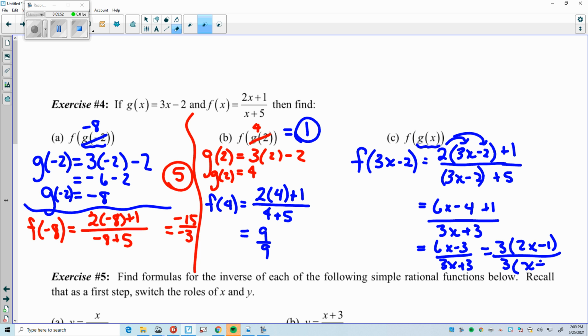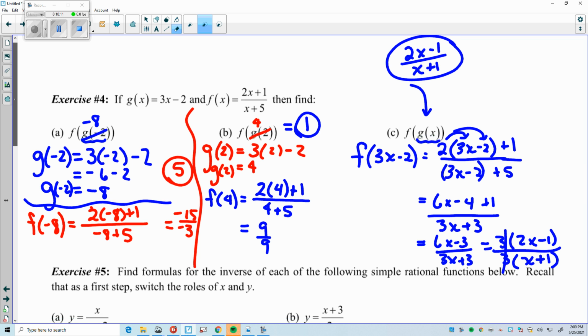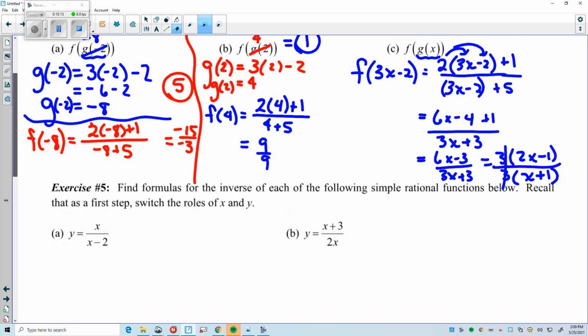This will leave me with x plus 1. These 3's go away. And so your final answer for all of this is just going to be about 2x minus 1 over x plus 1. So that's a composition of functions with fractions, with rational expressions, and keeping an x. Probably your hardest composition you'll get.